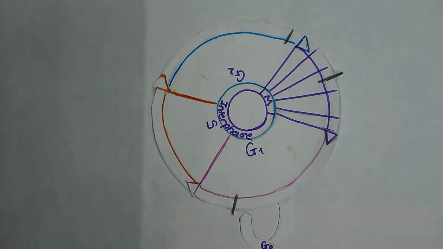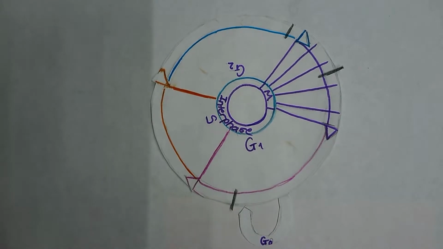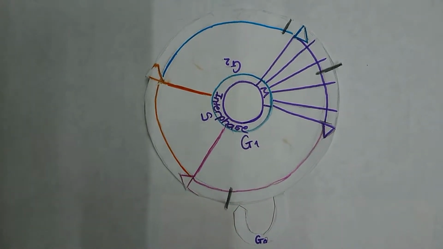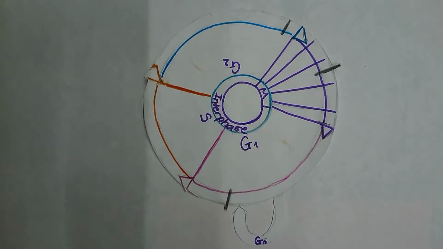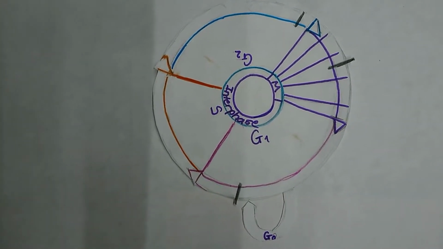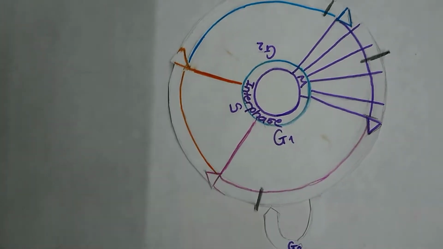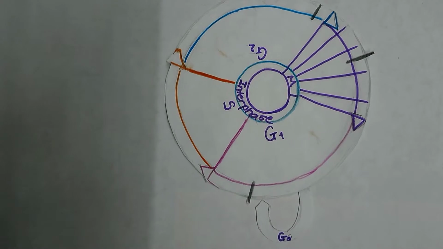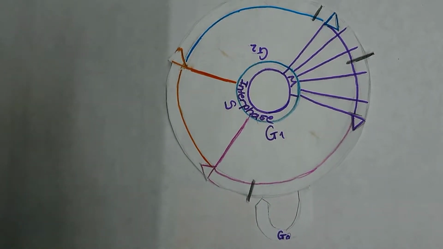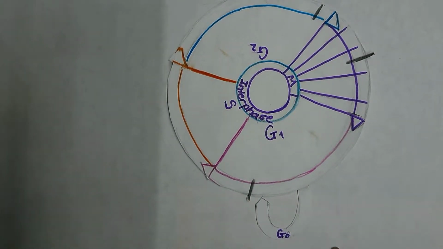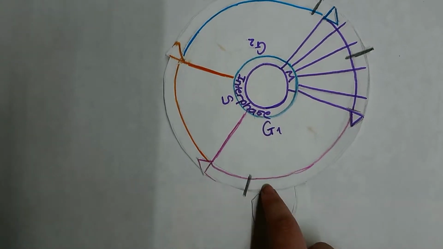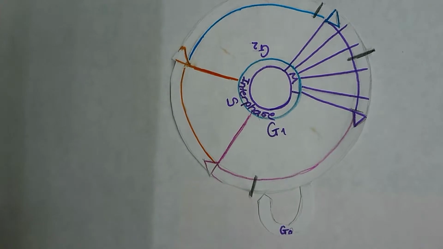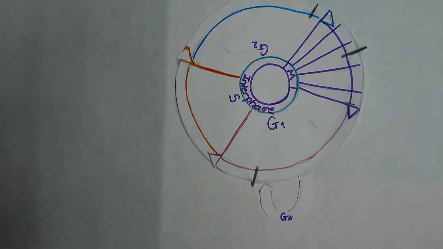G1 phase stands for gap 1. Interphase begins with this phase. During the G1 phase, the cell makes a variety of proteins that are needed later for DNA replication in S phase. Not all cells continue to replicate, and in that case, the cell will enter G0 phase from G1, and only re-enter G1 phase to begin dividing again under specific conditions.